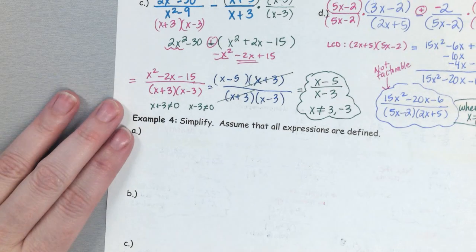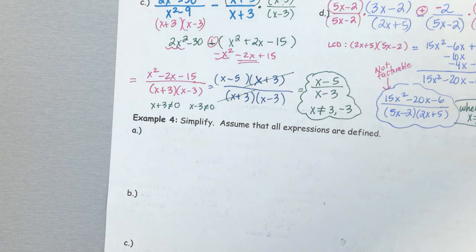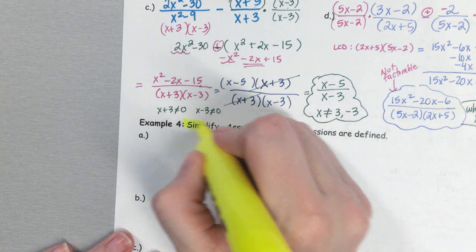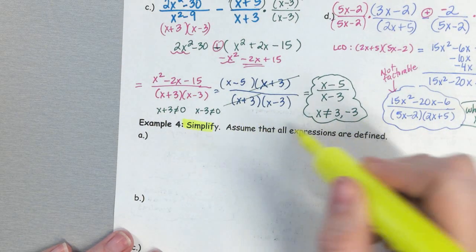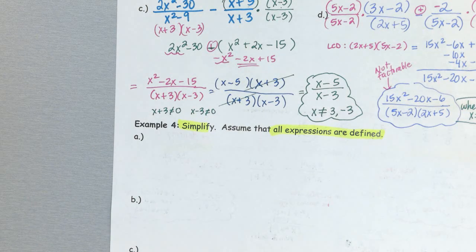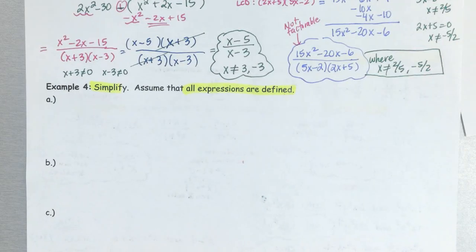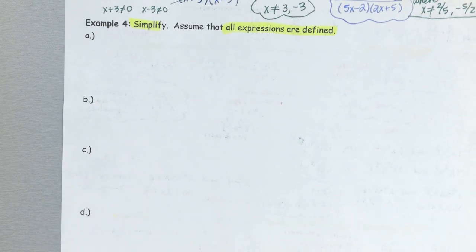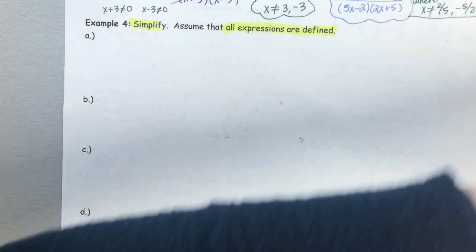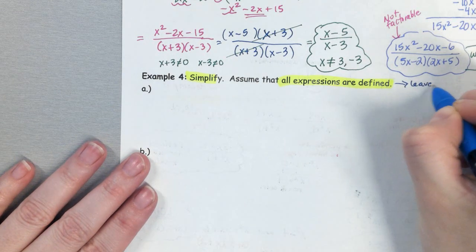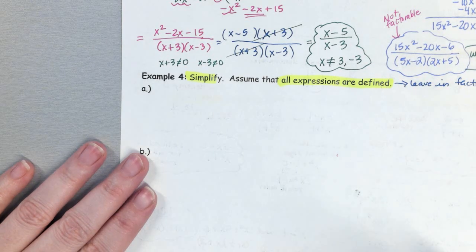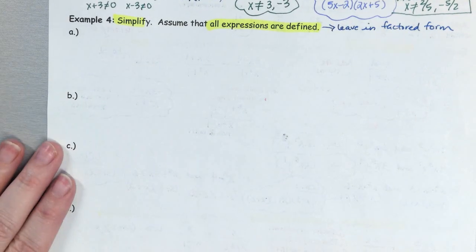All right, for the next one, we are simplifying, and we can assume for this that all expressions are defined. Yay, that means we don't have to worry where x doesn't equal a value. Prepare to be amazed to see a fraction within a fraction. And we are going to leave these in factored form. So your final answers for these will be in factored form.